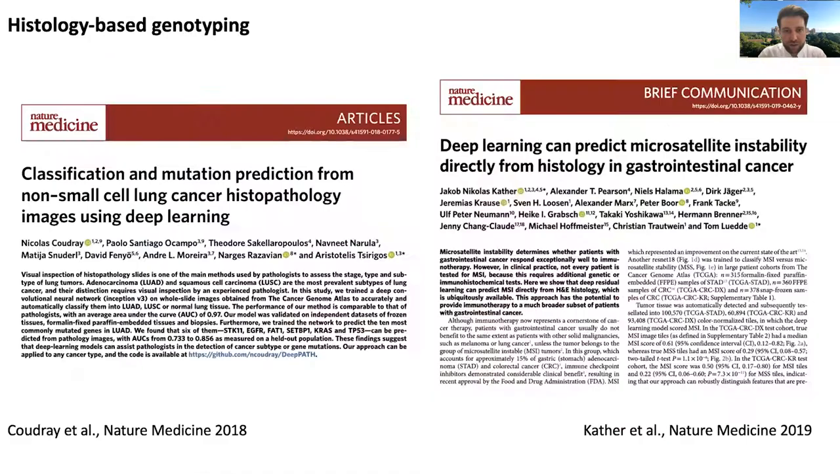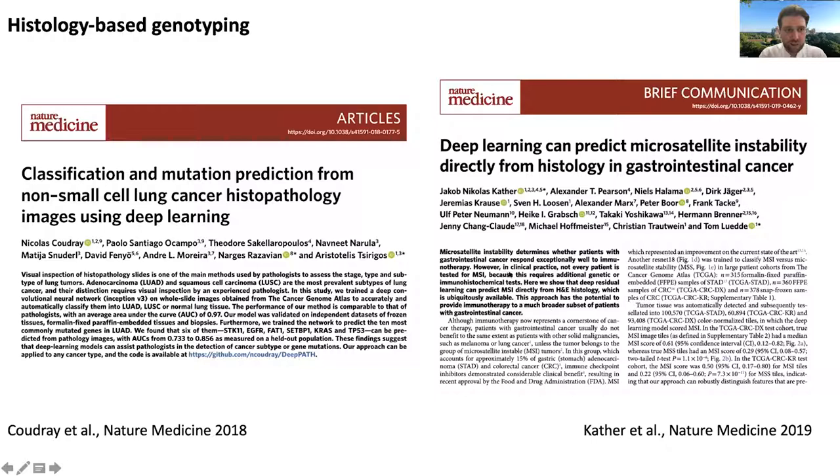from H&E images. And so this whole field started basically in 2018 with this paper from Coudray et al., where they showed that in lung cancer, when you look at 10 of the most clinically relevant genetic alterations, 6 out of these 10 mutations could be predicted by deep learning just directly from the routine H&E histopathology. Our own group did a similar study in 2019 in colorectal cancer, where we showed that microsatellite instability could be determined directly from H&E slides with deep learning with a pretty good performance.